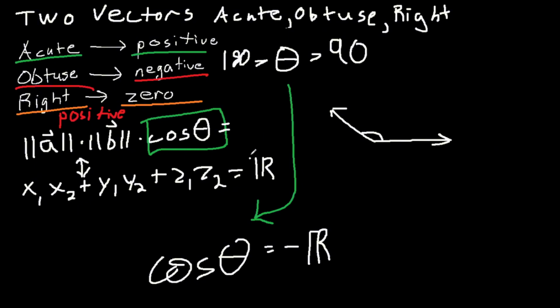And if you get a positive number in this answer for the dot product, then your angle is acute between the vectors. If you get a negative number, the angle's obtuse. If you get a 0, then the angle's right.